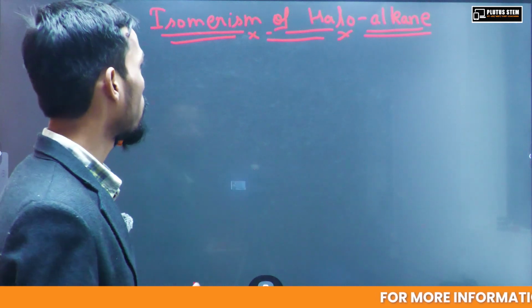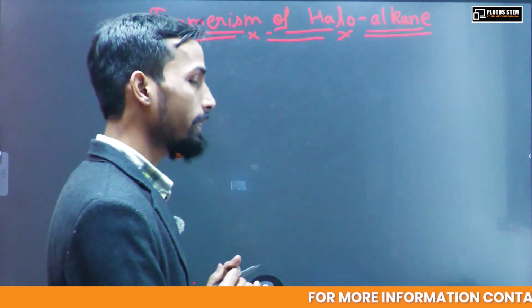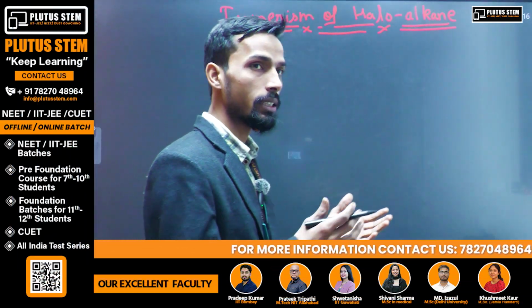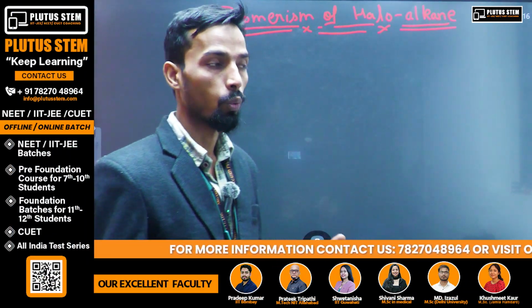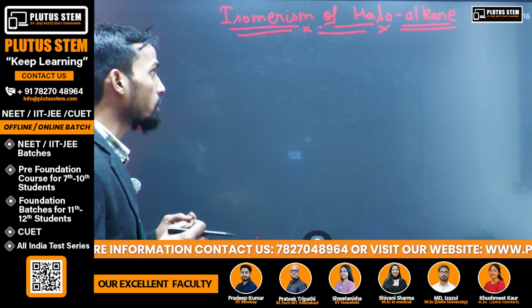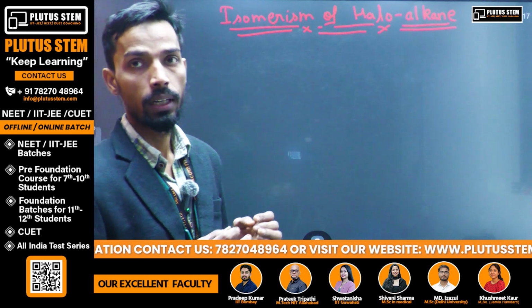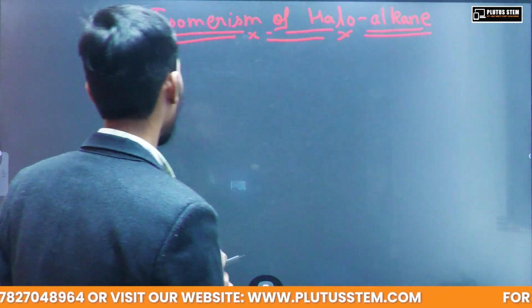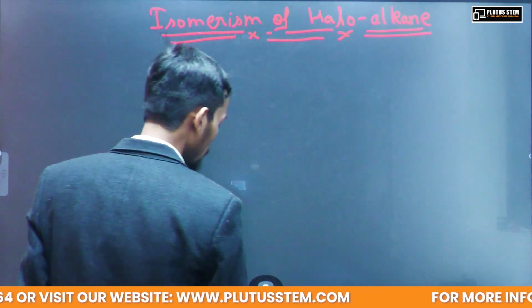And in the series we were discussing haloalkane and haloaryl, in which we have discussed what these haloalkanes are, and why we are studying these haloalkane and haloaryl. And today we are going to discuss the isomerism in haloalkane and haloaryl. So first we are going to start with the haloalkane.